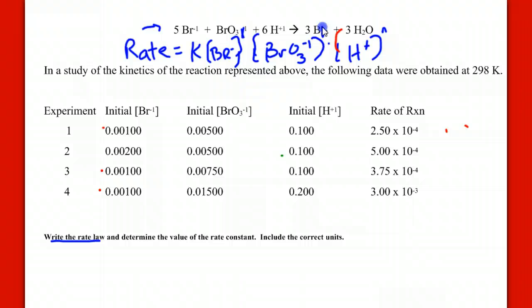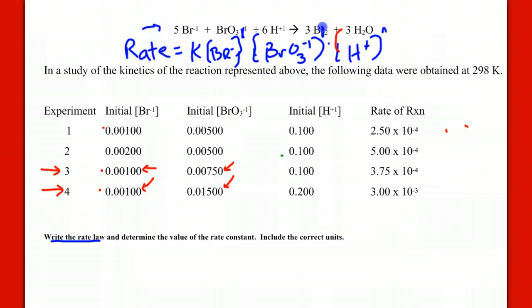So what I'm going to have to do is I'm going to have to make it happen. So I'm going to do this to the third and the fourth experiments. The third and fourth experiments, these guys here are the same, so I'm good. So I need to make these guys equal.